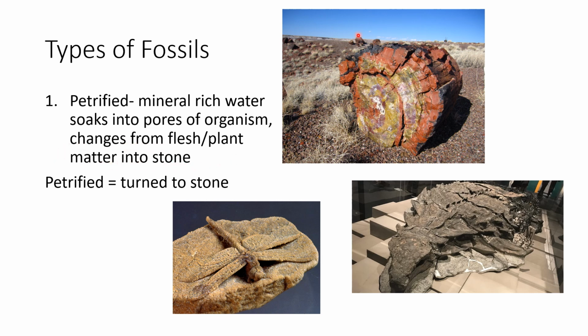And so petrified wood is a really common example of a petrified fossil. Here is a petrified dragonfly. You can see it looks almost like a stone carving of a dragonfly. And then this is a famous fossil of a dinosaur called a nodosaur. It's a really ancient armored herbivore, and you can see that it almost looks like a prop from a movie. It's so well preserved as it's been petrified.